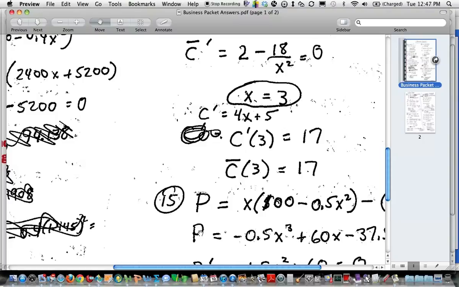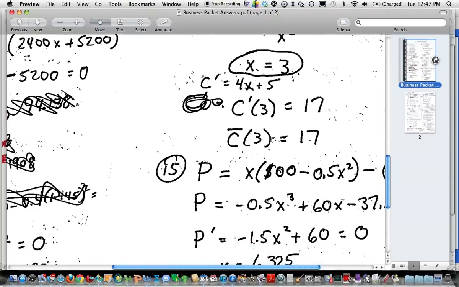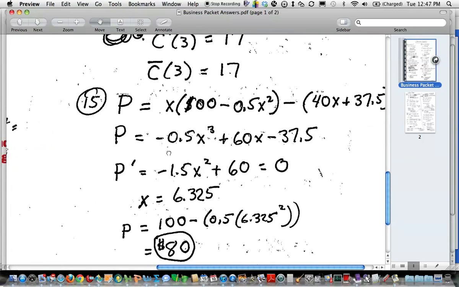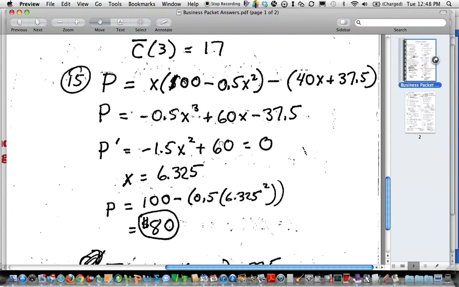You have to know those terms for the quiz on Friday. I would ask that. You have to know that marginal cost means the derivative of cost. All right. So if you plug a 3 back into C prime, you also get 17. And it's not important right now why those two are the same thing. But we'll leave that for another discussion.